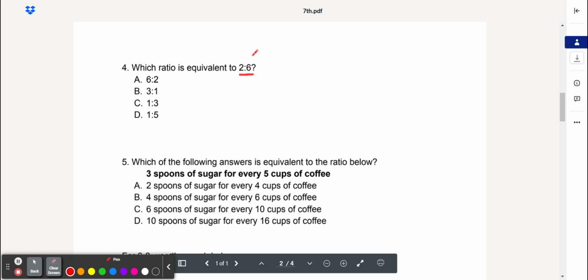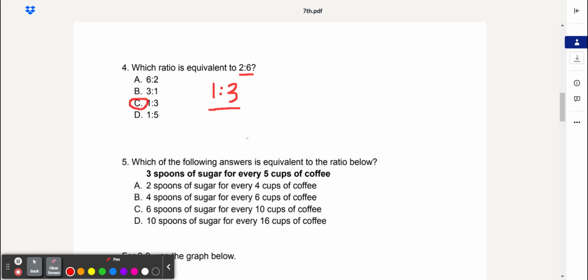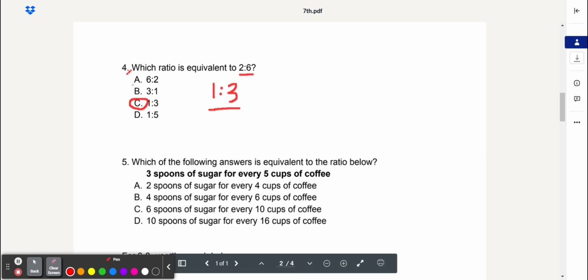You'll notice that both numbers are divisible by 2. So if we do that, 2 divided by 2 is 1, and 6 divided by 2 is 3. 2 to 6 is the same as 1 to 3, and if you notice, that will be letter C. Sorry, letter C. So our final answer for number 4 is 1 to 3, C.